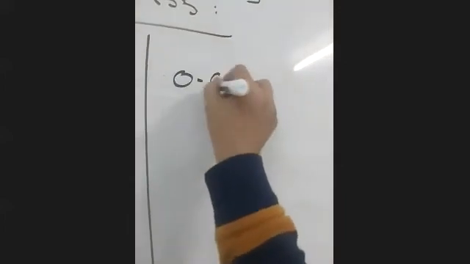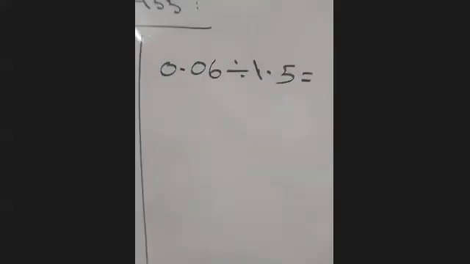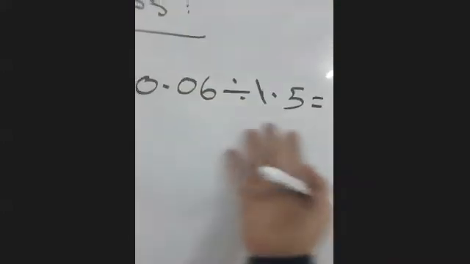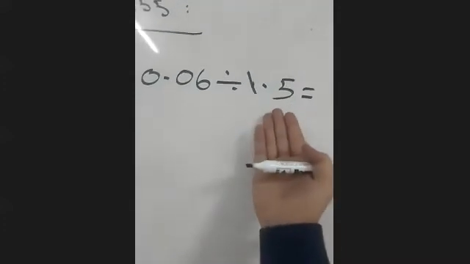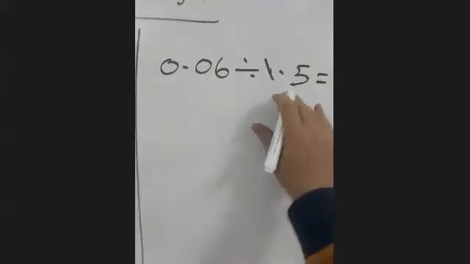Another example. 0.06 divided by 1.5. Focus, guys. 0.06 divided by 1.5. Now let's make our numbers here. Now here the divisor has a decimal. The divisor has a decimal. I want someone to talk with me, please.